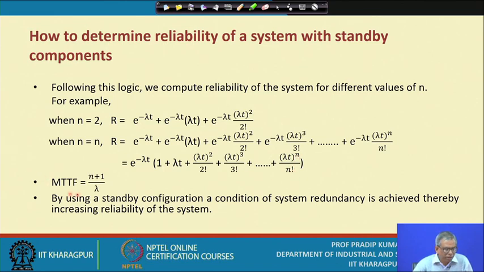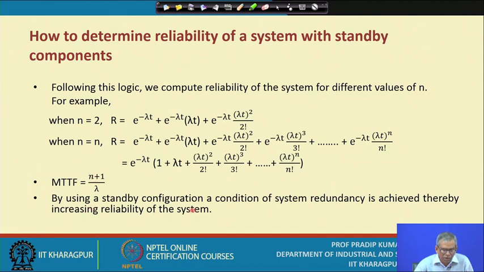Now, what is the mean time to failure? You know how to compute the mean time to failure, and not only that, you also know the basic expression for computing sigma square, or the variance. Here the mean time to failure you can compute as n plus 1 divided by lambda. What is n? That means the number of standby components in the system.